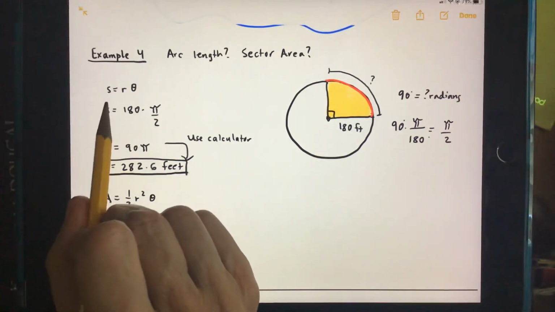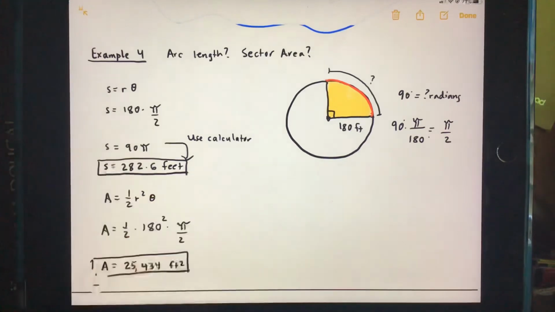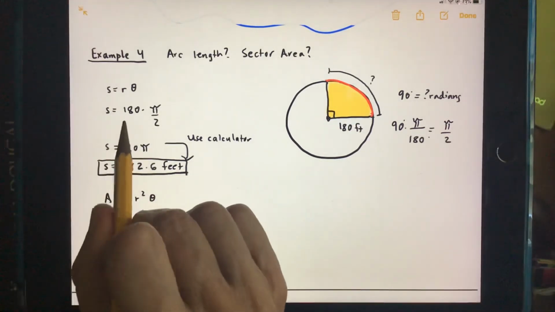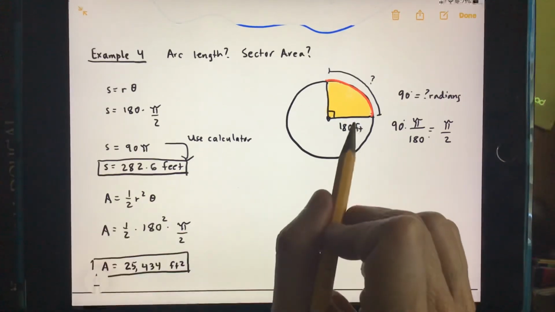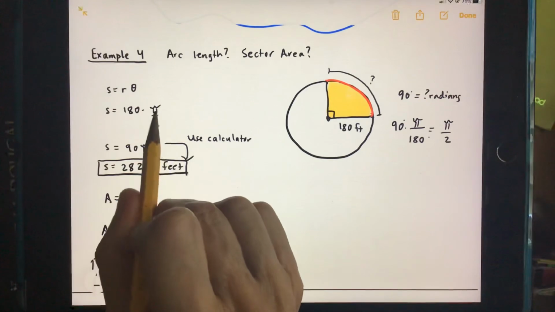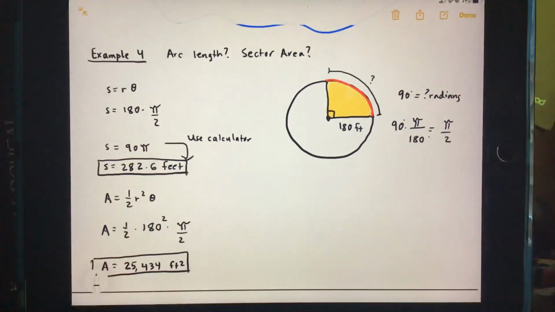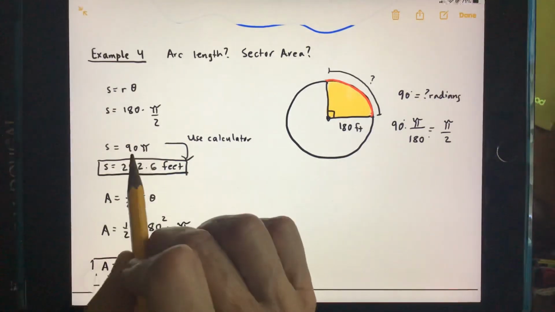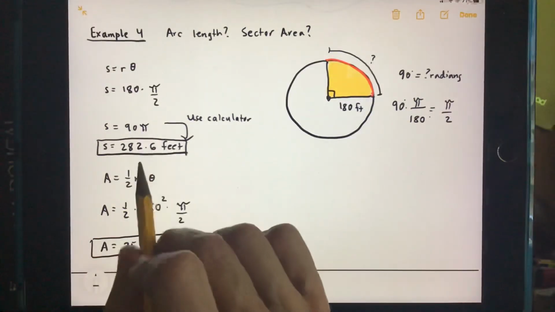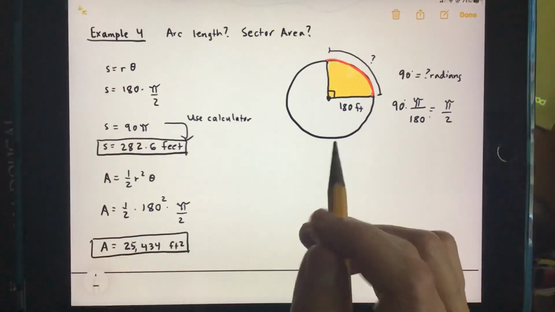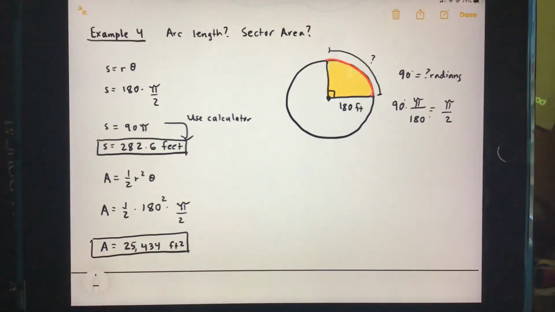Now I can figure out my arc length. S equals r theta is the formula for arc length. So S is equal to 180, which is my radius right here, times my theta, which is pi over 2 in radians. 180 divided by 2 is 90, so 90 pi. And then I'm going to use my calculator to multiply 90 times pi and get 282.6 feet if I'm using 3.14 for the value of pi.